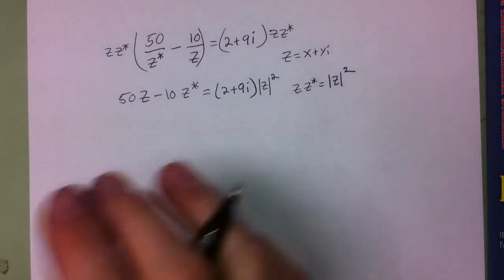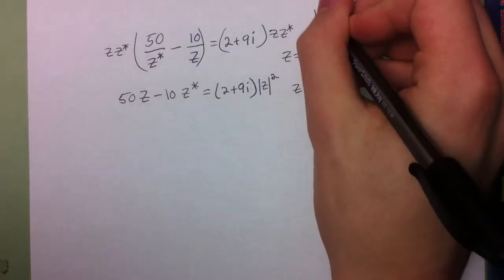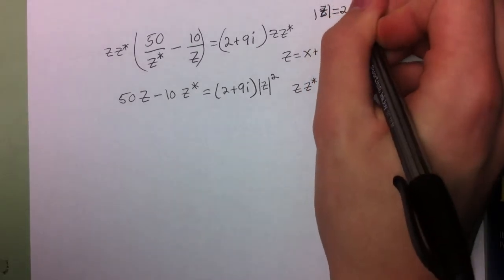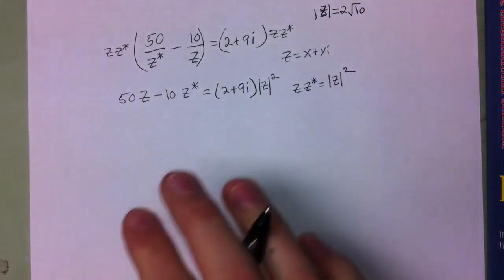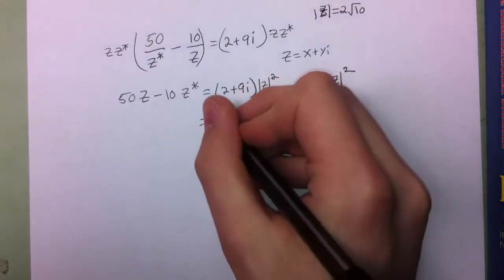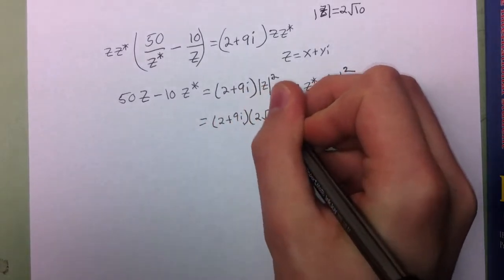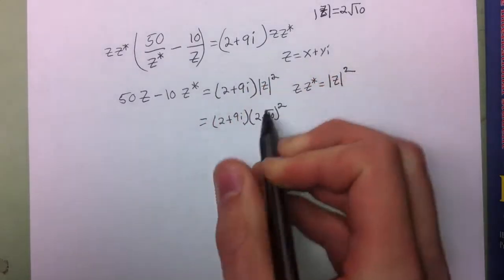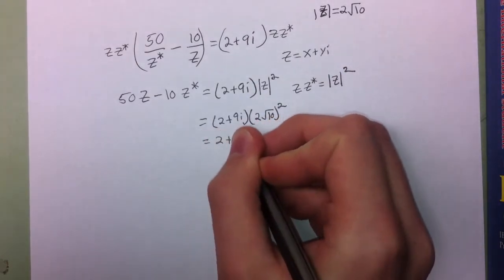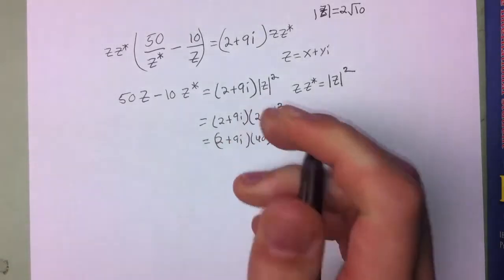I'm sorry, I forgot a very important piece of the problem. It also tells us that the modulus of z is equal to 2 root 10. So that means that's going to be 2 root 10 squared. So 2 plus 9i times 2 root 10 squared, which is going to be 10 times 4, which is 40. So that's going to be 2 plus 9i times 40.